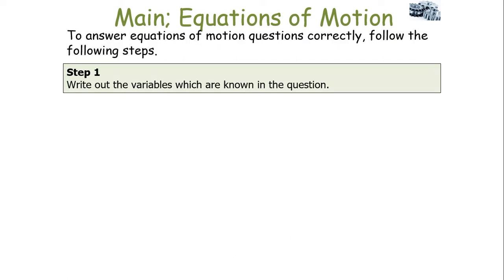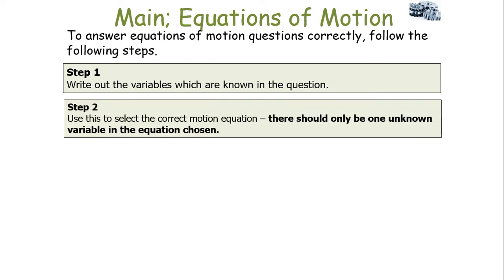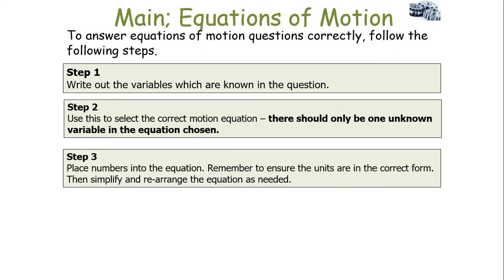So how do you answer an equation of motion question correctly? You write out the variables which are known in the question, and you use these to select the correct motion equation, where there should only be one unknown variable in the equation chosen. Place the numbers in the equation, ensure the units are in the correct form, and simplify and rearrange the equation as needed.